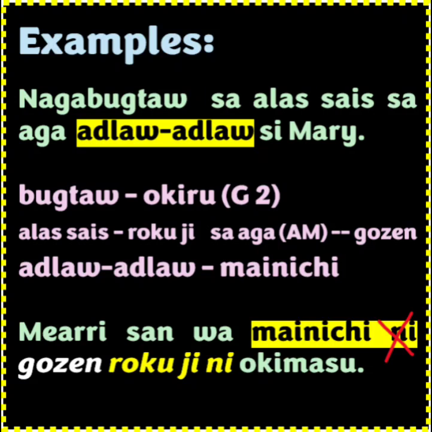So as you can notice, the time expression mainichi does not require the time marker ni. However, rokuji is a time expression that requires the time marker ni. So we say rokuji ni, but we say mainichi and not mainichi ni. So we say Mary-san wa mainichi gozen rokuji ni okimasu.